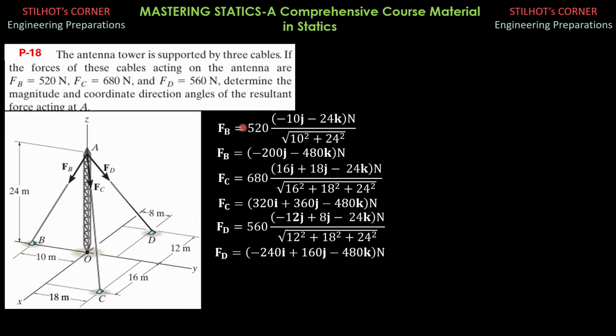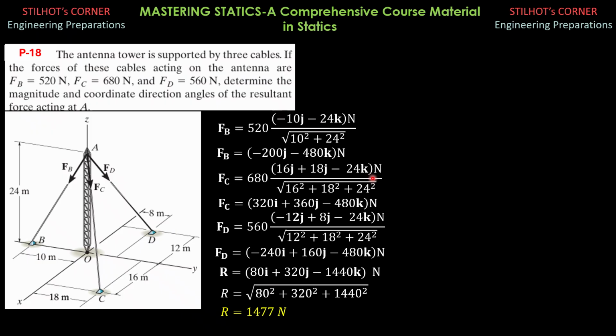So R is the sum of FB, FC, and FD. Combining like terms, this would be the result: 80i plus 320j minus 1440k newtons. So the magnitude is the square root of 80 squared plus 320 squared plus 1440 squared, and that is equal to 1477 newtons.